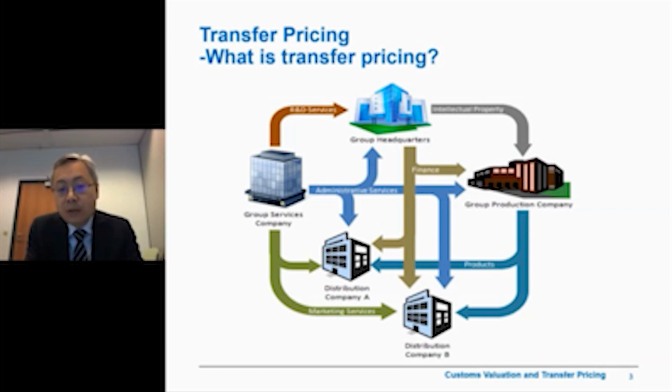So in doing their business, this multinational group could develop a transfer pricing policy to set the price for these transactions between the headquarters and the subsidiaries, or between the different subsidiaries. So transfer pricing is an everyday business practice in international trade. You can see it from this diagram.